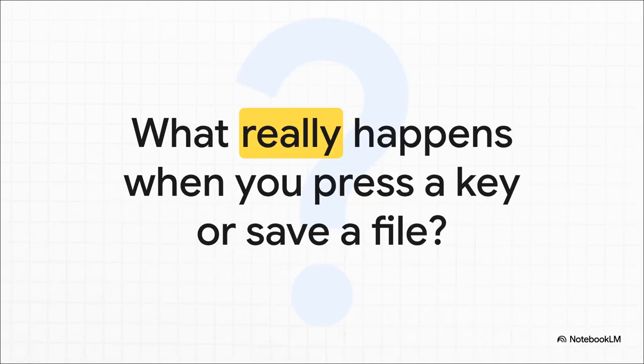Okay, so let's dive right in. Just imagine for a second, you tap the letter A on your keyboard, and poof, the letter A just appears on your screen. It feels totally instant, almost like magic, right? But behind that one simple action is this lightning-fast chain reaction of events. So what's the bridge between you physically pressing a key and the digital result you see? Well, that bridge is the operating system.